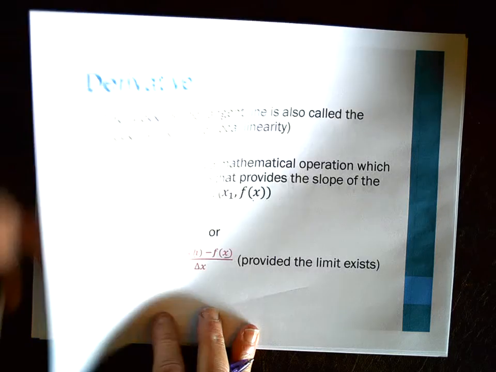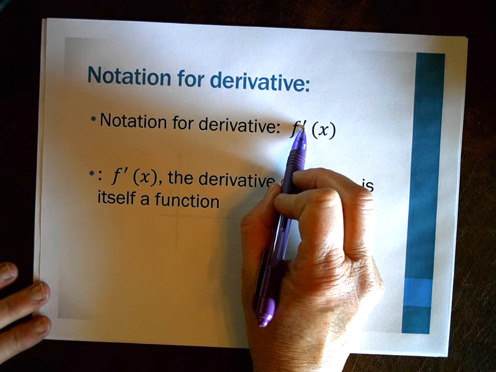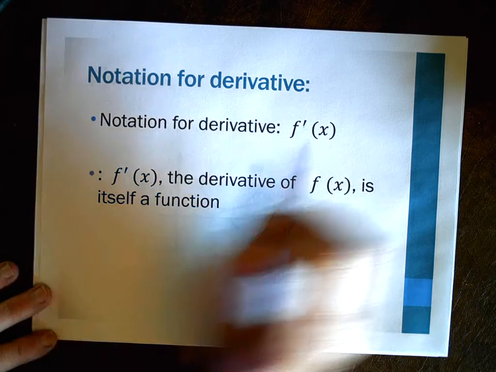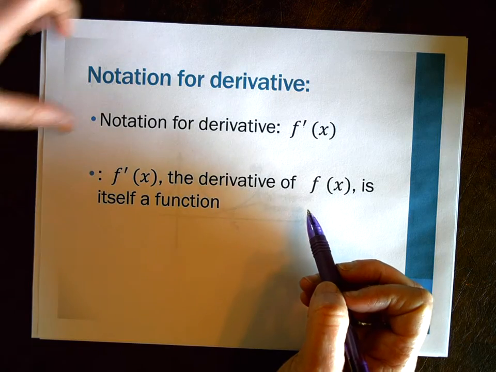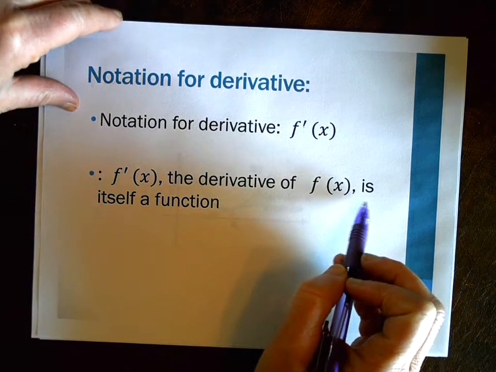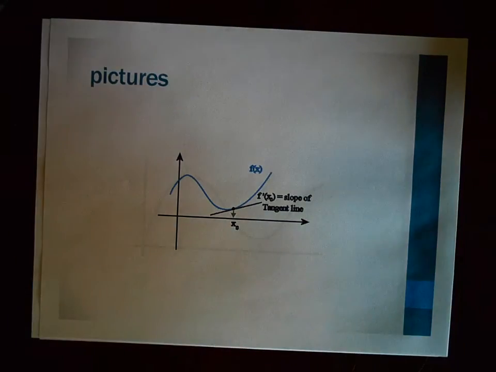So the notation for a derivative is just like the notation for an inverse. Put a little prime there, then you know that it's a derivative. And the derivative of f(x) is also a function, so it's going to be something.